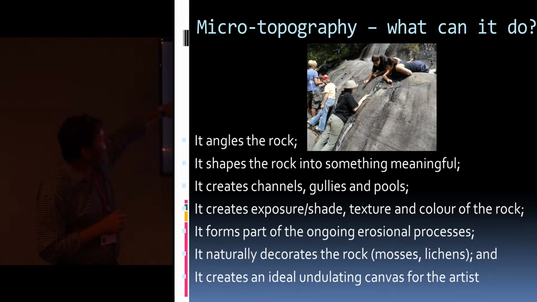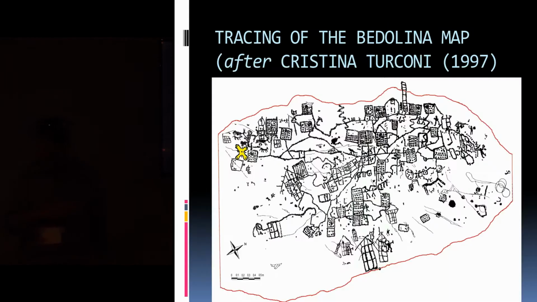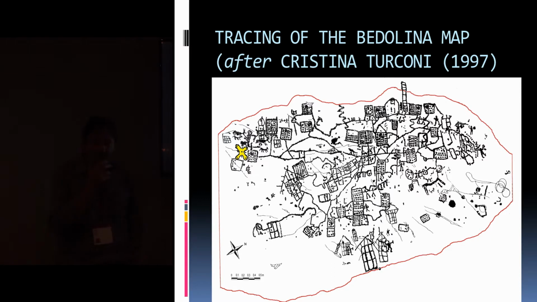So we're looking at the micro-topography. What can it do? It angles the rock, it shapes the rock into something meaningful, and again I'll come to that in a minute. It creates channels, gullies and ponds, like pools, which is again something I'll be showing you a little bit later on. It creates exposure, shade and texture to the rock itself. It forms part of an ongoing erosional process, so it's still going on, and again it's a bit of a problem for people like Paul who's trying to work out the conservation for these sort of sites. It naturally decorates the rock art in the mosses and lichens, and it creates an ideal undulating canvas for the artist.